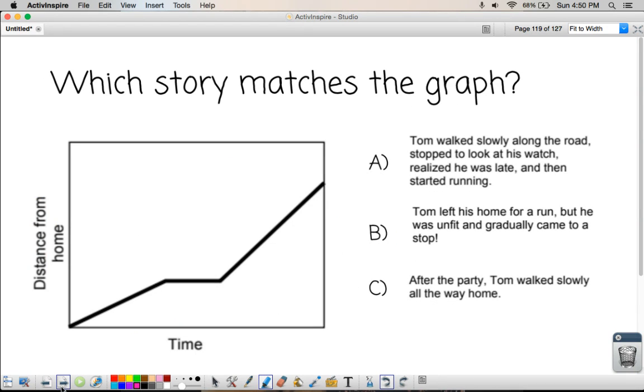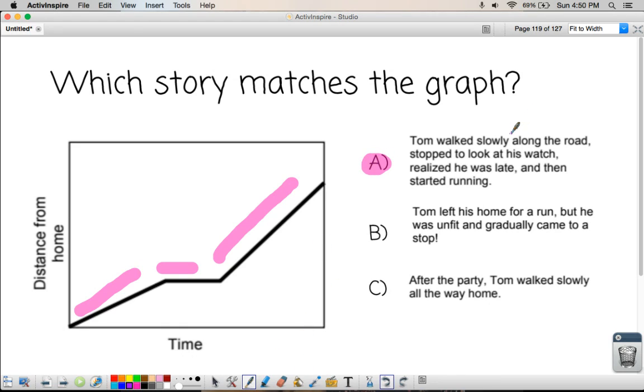So here we have this graph. He's increasing, then constant, and then increasing faster. Tom walked slowly along the road, stopped to look at his watch, realized he was late, and then started running. Tom left his home for a run, but he was unfit and gradually came to a stop. Or after the party, Tom walked slowly all the way home. So the story that matches up with this one is A.